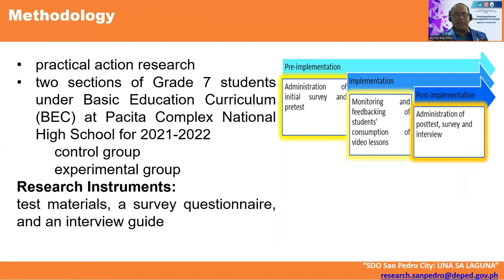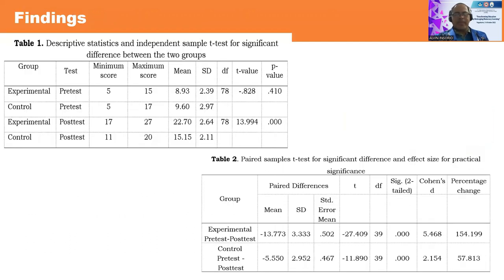The instruments used were test materials, a survey questionnaire, and an interview guide question. Based on the findings, the experimental group pretest and the control group pretest have no significant difference, since the p-value is 0.410. However, the post-test results of the experimental group and control group have a significant difference, with a p-value of 0.00. Table 2 shows the paired sample t-test for significant difference in effect size.